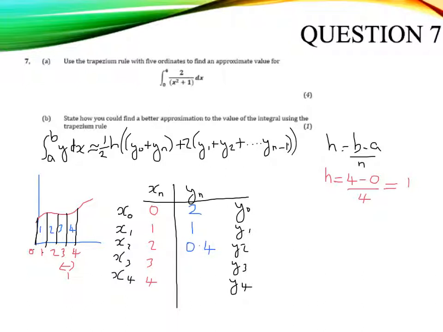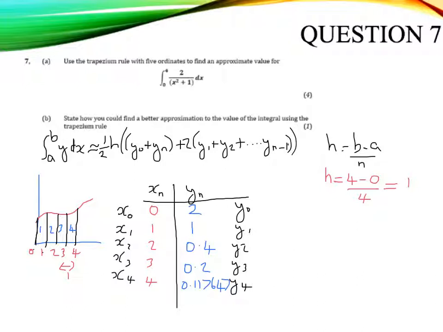Let's see what happens if I do the next one. 3 squared is 9, plus 1 is 10, so 2 over 10 is 0.2. And the last one, I've got 2 over 17 at this point. Now 2 over 17 isn't a number that I know, so I'll do it on my calculator. And I'm going to get 0.117647. Okay, so I've given plenty of decimal places there.